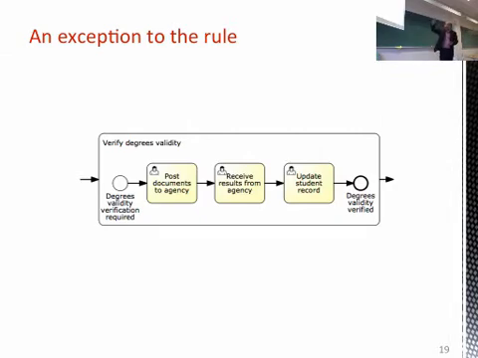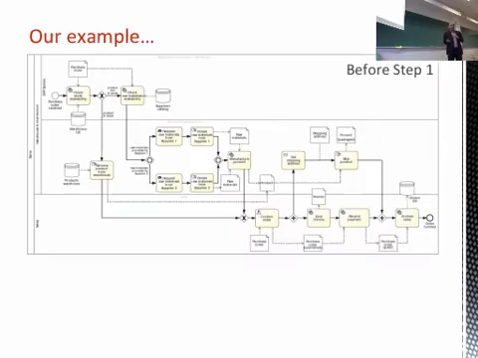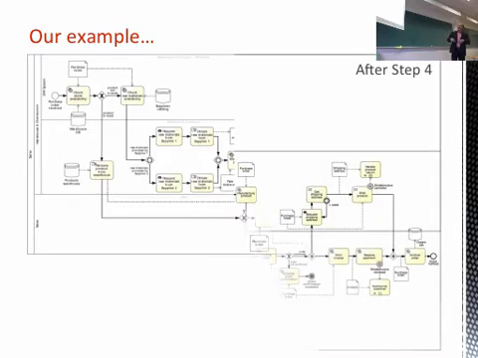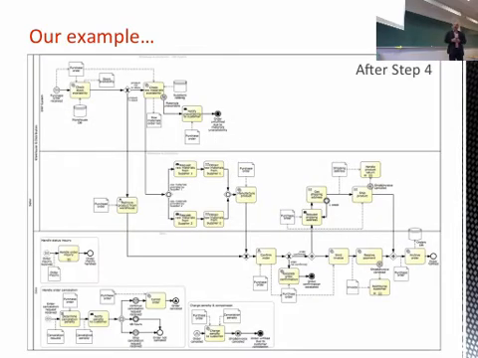Sometimes you have to add stuff to deal with exceptions. Sometimes you have to add data objects. Sometimes you have to remove manual tasks because you didn't find any way to turn them into user tasks or into automated tasks. So after these four steps that I just went through, you started with a to-be process model like this one, and you end up with something completely different, typically.